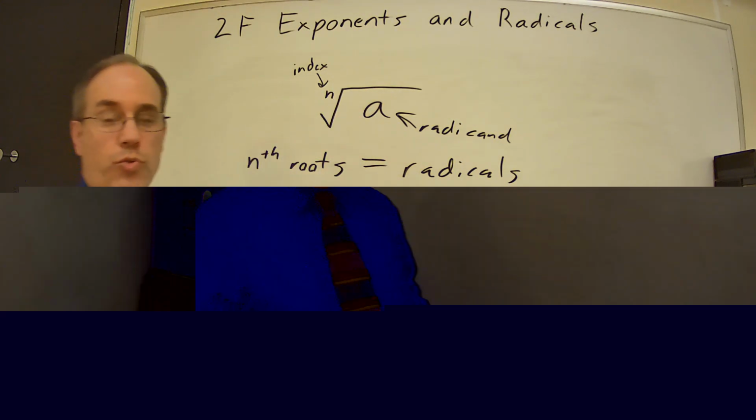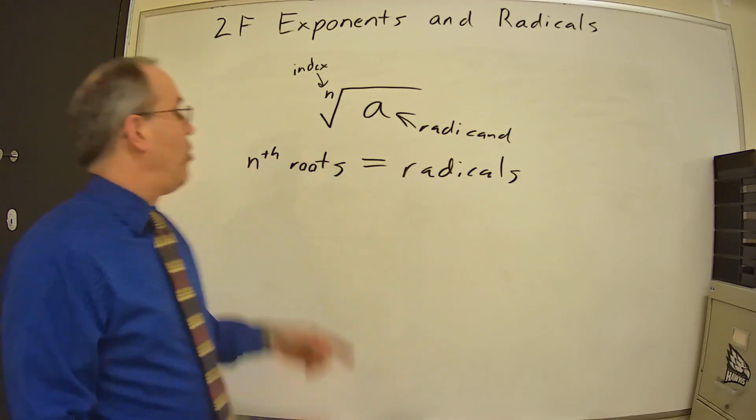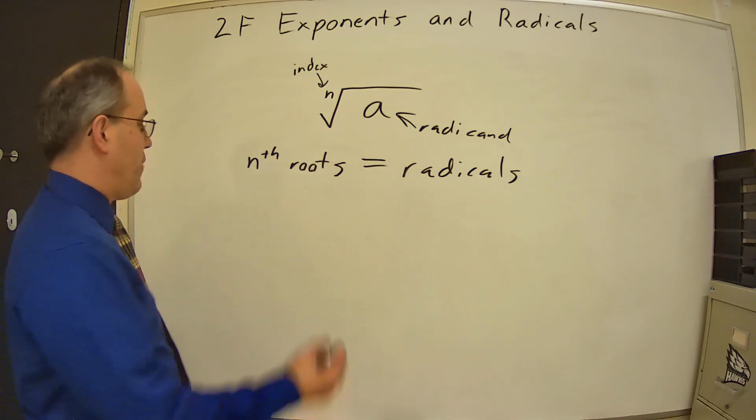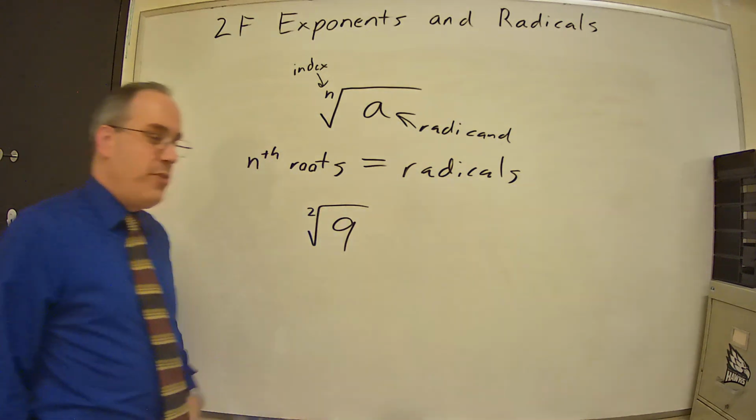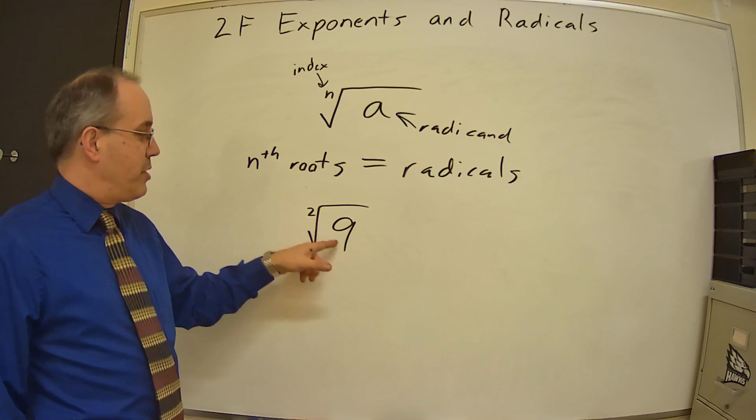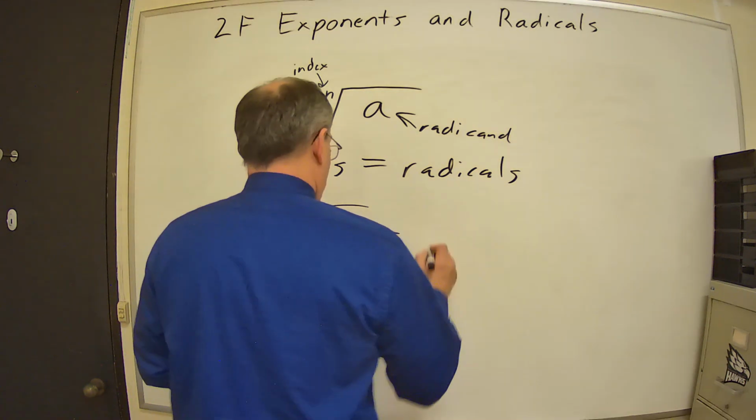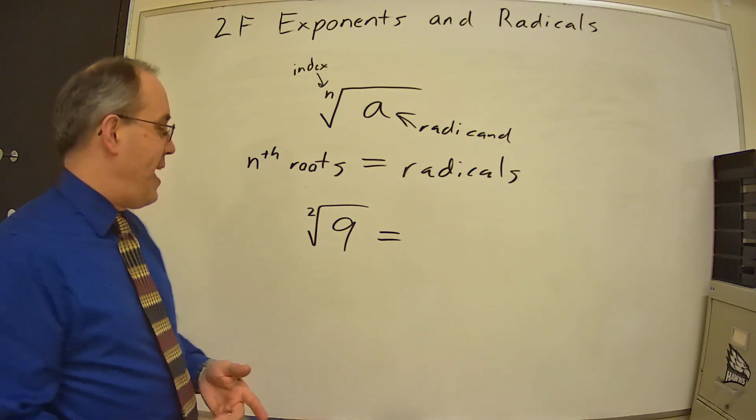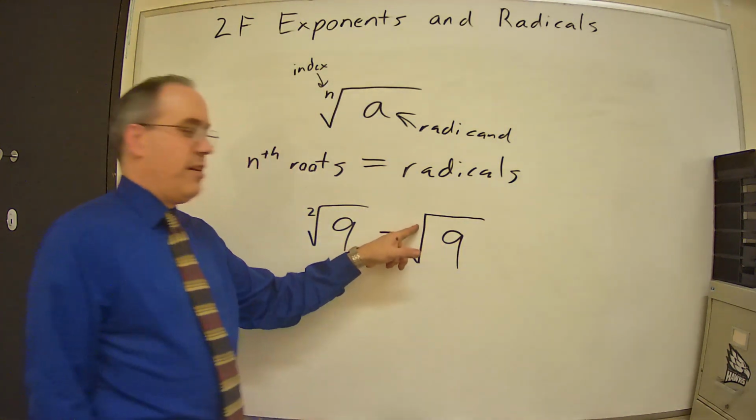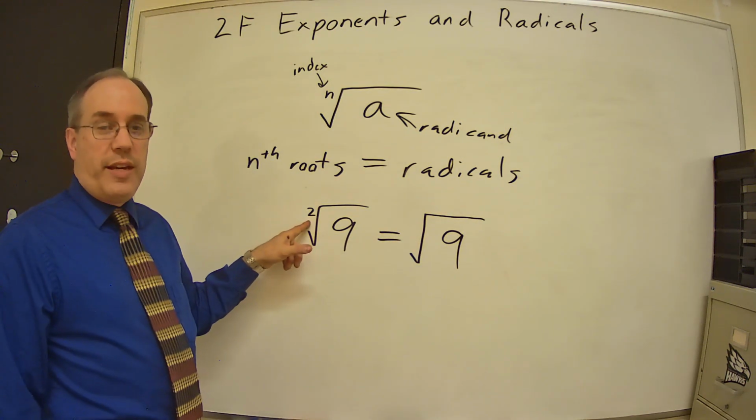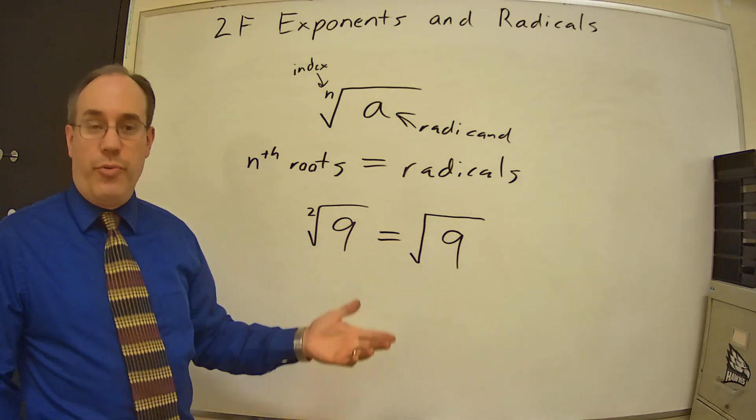That index tells us what root we're taking. You've heard of a square root or a cube root maybe. Well, that's the index of the radical. So if I want to take the square root of 9, that's really the second root of 9. Now, we've defined in mathematics that if you do not put an index in here, we treat it as a square root. So the actual index of this is 2.